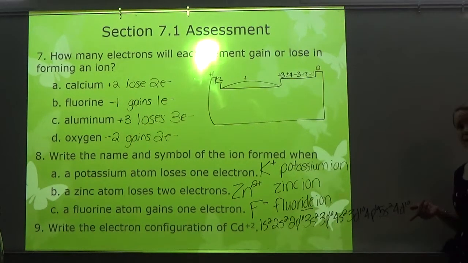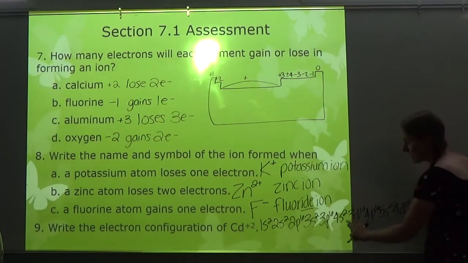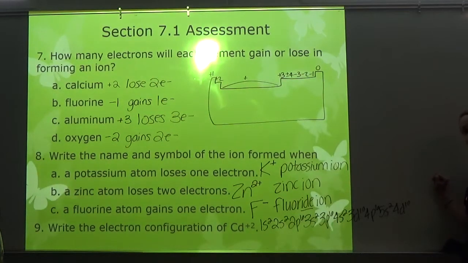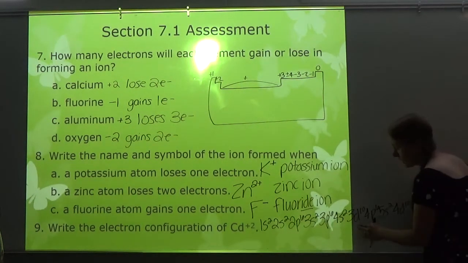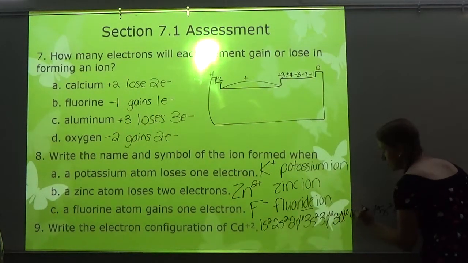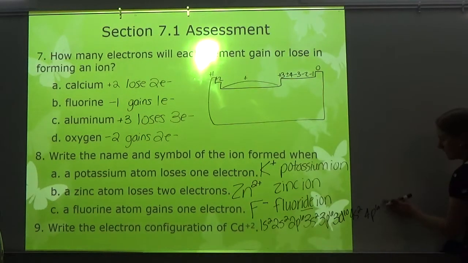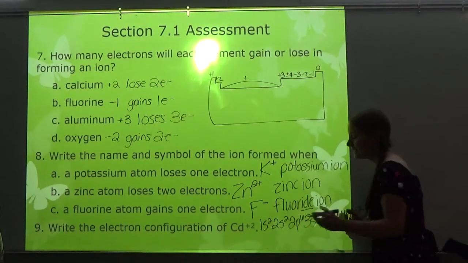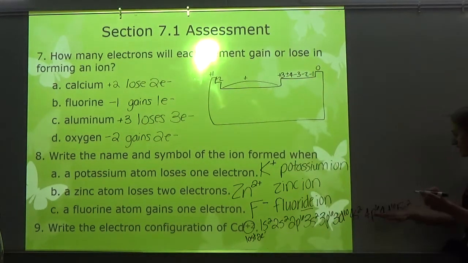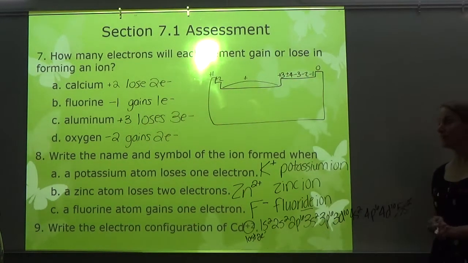Now, before I start taking into account the charge, I need to rearrange. Notice I have 2 spots that I need to rearrange. Every time you hit a d or f sublevel, you're going to need to rearrange. I hit 2 different d sublevels, so I need to fix 3d and 4s, so 3d10, 4s2, and I need to fix 4d and 5s, so 4d10, 5s2. Now I can take into account the charge. Positive 2 means it lost 2 electrons. So I go to the highest sublevel and get rid of 5s2. I don't take them from 4d, I take them from 5s.